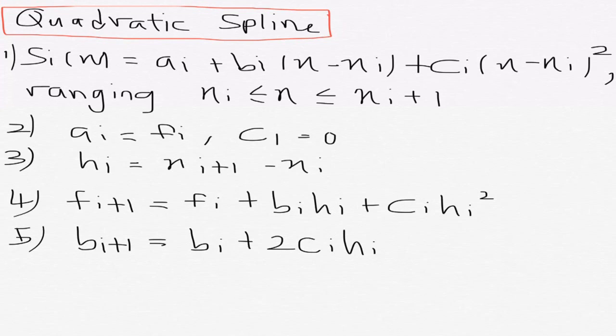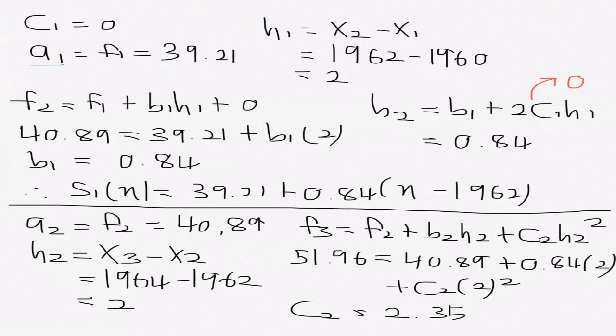Now let's recap the formulas of quadratic spline interpolation. First function, the Ci will be equal to 0. That means C1 will be equal to 0. So this is the general formula. Now let's proceed to the questions.